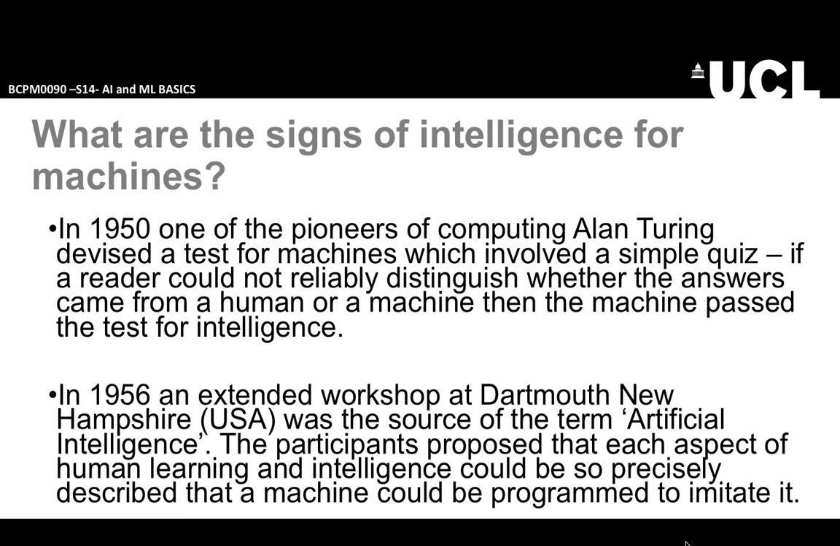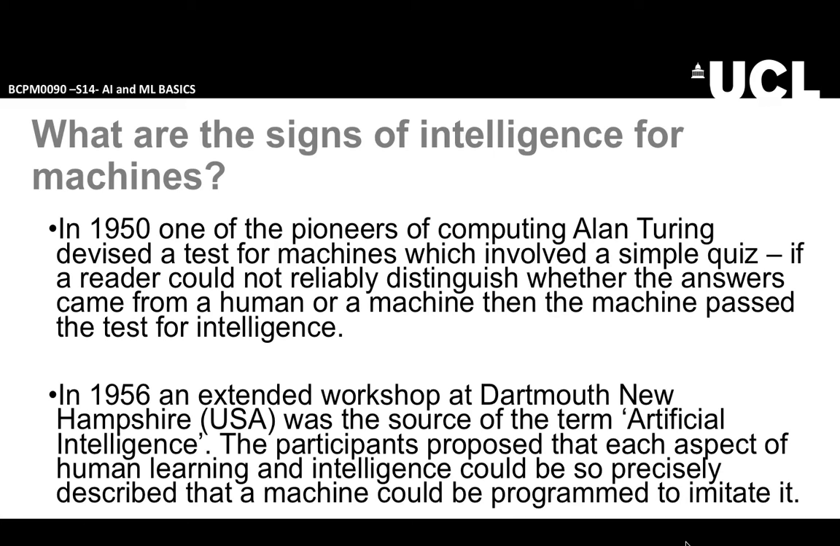So what are the signs of intelligence for a machine? Maybe some of you are familiar with the Turing test. Alan Turing was one of the pioneers of computing, and around 1950 he designed a simple quiz. If a reader could not reliably distinguish whether the answers came from a human or a machine, then the machine passes the test for intelligence.